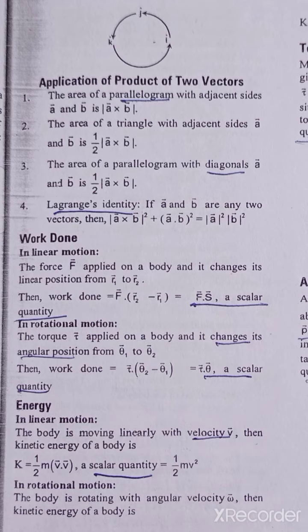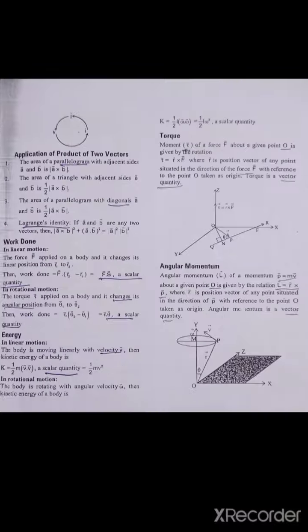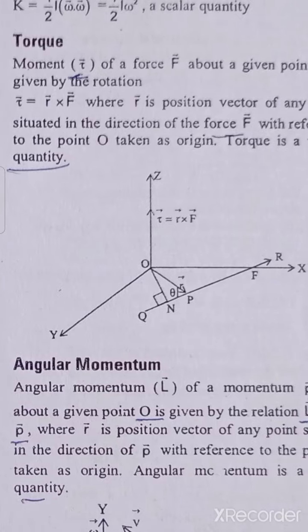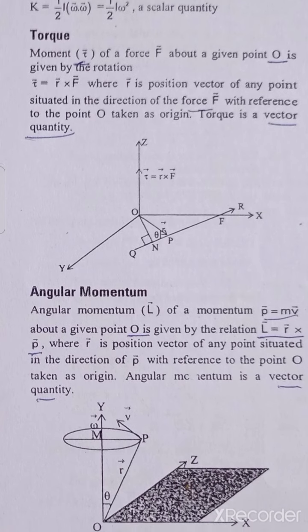The kinetic energy is given. Kinetic energy formula K is equal to half m v squared in linear motion. In rotational motion K is equal to half I omega squared. Okay, therefore half I omega squared is a scalar quantity.